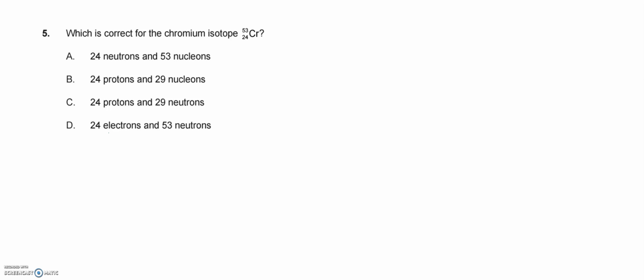So it's asking us to look at a specific isotope, and that isotope is of chromium. Cr stands for chromium. And we need to remember back to the definition of a nuclear symbol, because that's what this is. And they're giving us a pretty easy one.